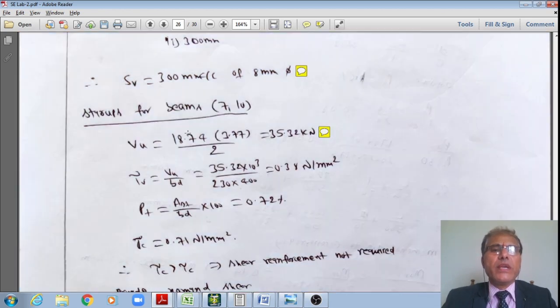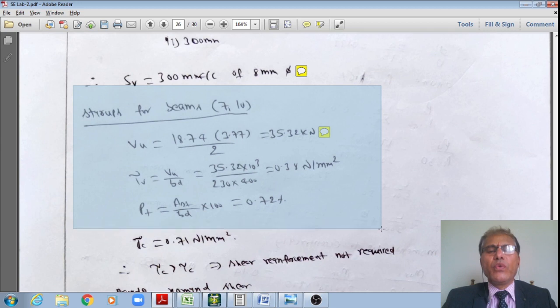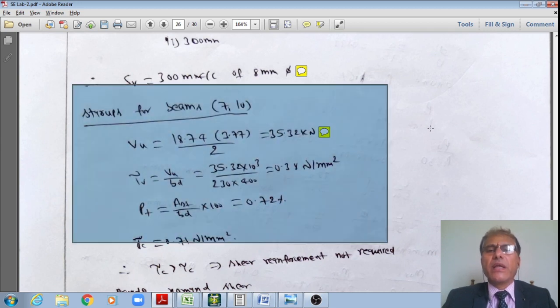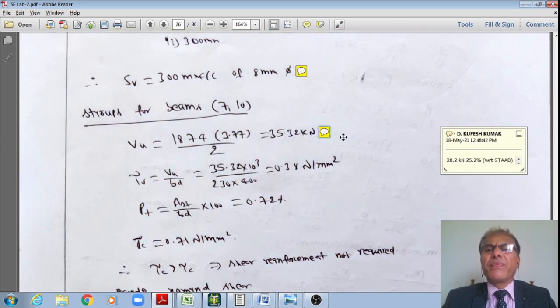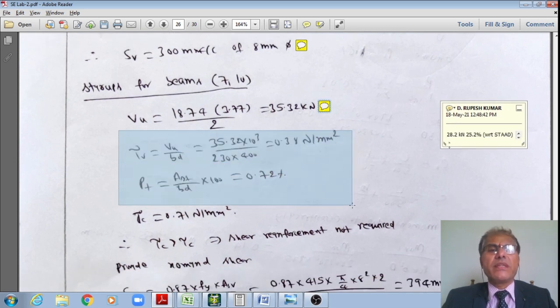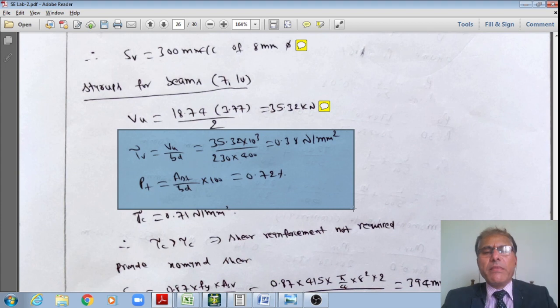Similarly, if I do in a similar fashion for the edge beams 7 and 10, I'll get Vu, which is self-explanatory, student. Now you can understand it. Therefore, Vu is equal to 35.32. Then nominal shear stress is equal to 0.38. Therefore, there also I am providing 3-12 mm dia bars.